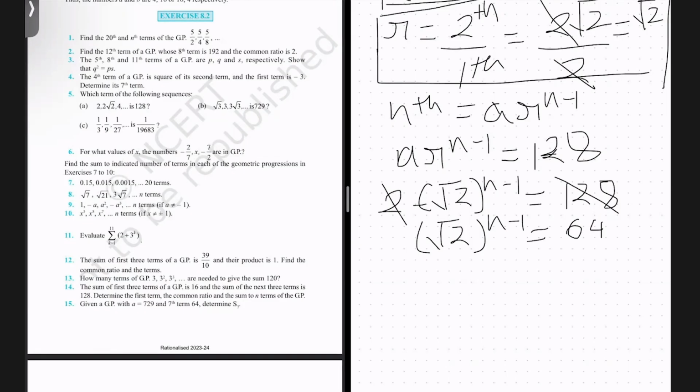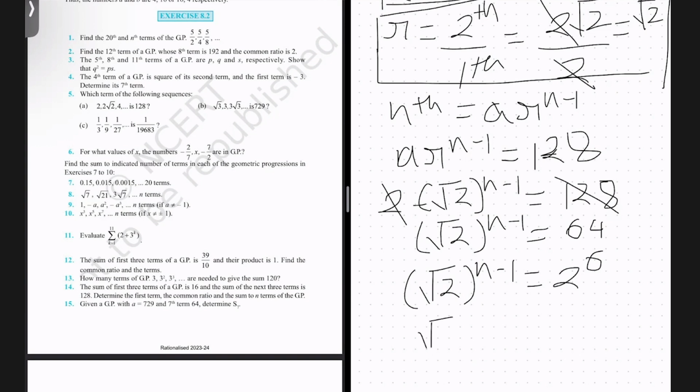Let us convert the RHS and express that as a power of root 2, right? So we now have root 2 raised to the power n minus 1 as 64, which can be expressed as 2 raised to the power 6. Correct? But we need to express it in terms of root 2. So as you know, root 2 is nothing but 2 raised to the power half. Correct? So let us convert 2 as root 2 raised to the power 2 and see what we get.